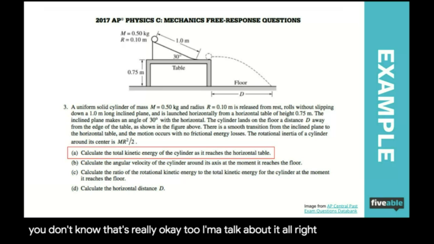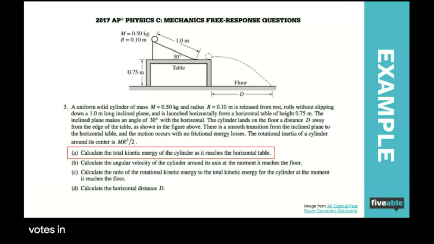All right, we've got some votes in. Take another couple moments if you're going to take a vote.